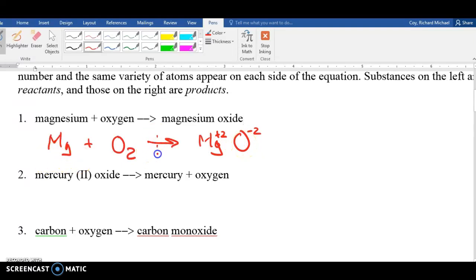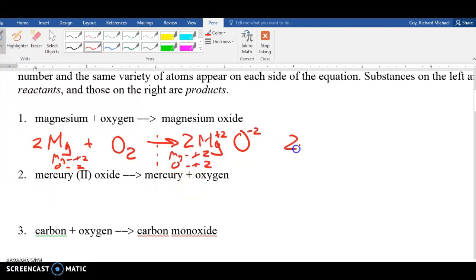However, I've got a balancing act now. I've got magnesium and oxygen, magnesium and oxygen. There's not enough room here. One magnesium, two oxygen atoms, one magnesium, one oxygen atom. So I need to put a 2 here, which gives me 2 oxygen atoms. That also gives me 2 magnesiums because it's 2 MgOs. So I have to go over here and give myself 2 magnesiums to make it even.